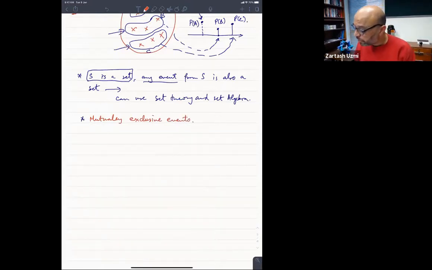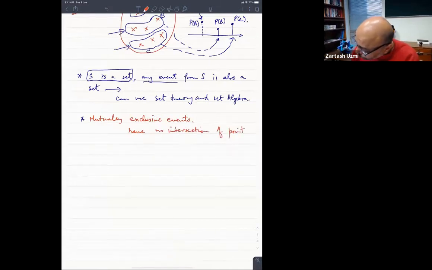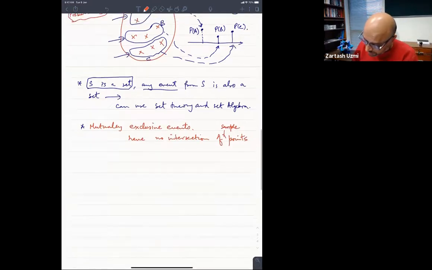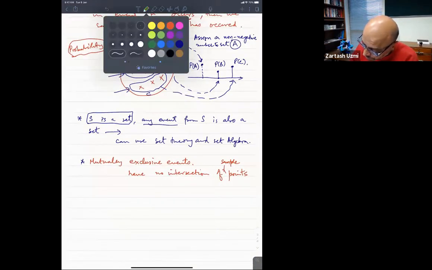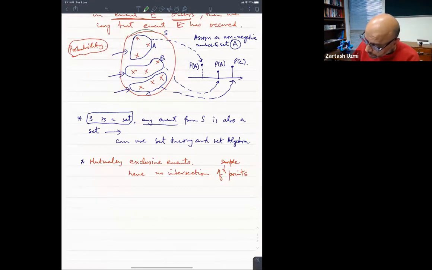What are mutually exclusive events? Those events which have no intersection. They have no intersection of points, no intersection of outcomes, no intersection of sample points, I should say sample points, or outcomes. Okay? So for example, the picture we saw above, this picture with A and B, if you look at A and B, they are mutually exclusive. B and C are also mutually exclusive. A and C are also mutually exclusive. The three events we have defined here are all mutually exclusive.